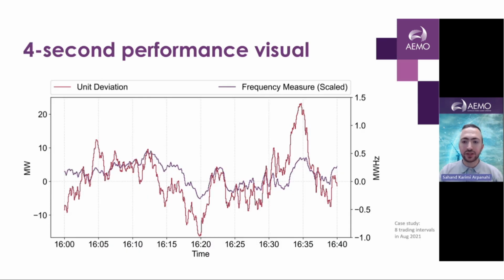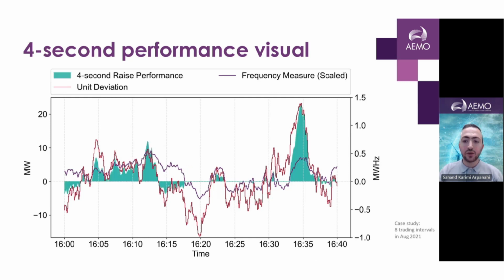Let's have a look at the visual example of this calculation for 8 trading intervals. This figure is showing the unit deviation and the frequency measure, which are the input to the performance calculation. If we multiply the deviation by the frequency measure when the frequency measure is positive, we can determine the raise performances, as you can see in the figure.